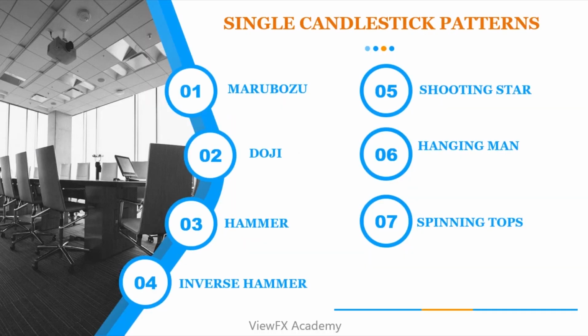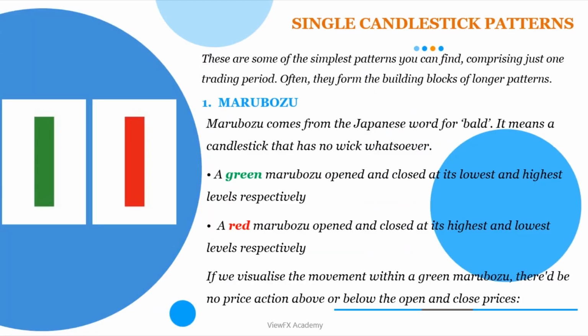Single candlestick patterns. These are some of the simplest patterns you can find, comprising just one trading period. Often, they form the building blocks of longer patterns. Marubozu. Marubozu comes from the Japanese word for bald. It means a candlestick that has no wick whatsoever. A green Marubozu opened and closed at its lowest and highest levels respectively. A red Marubozu opened and closed at its highest and lowest levels respectively.